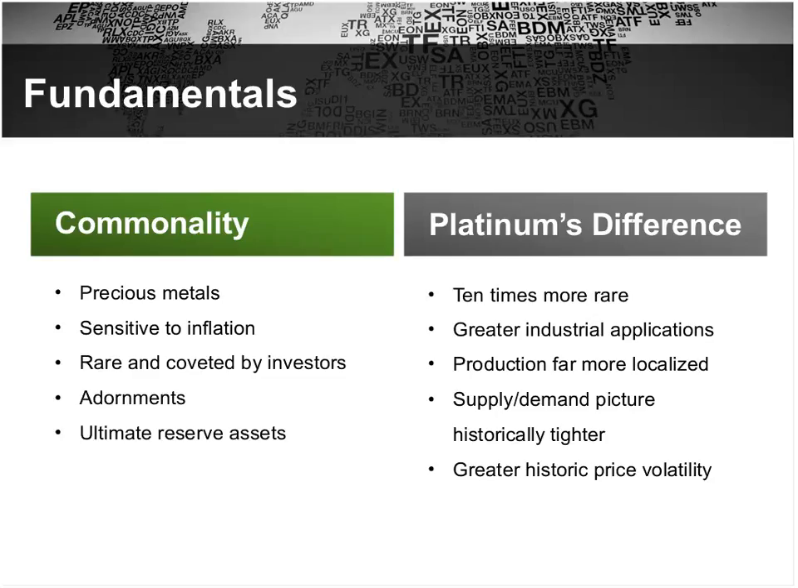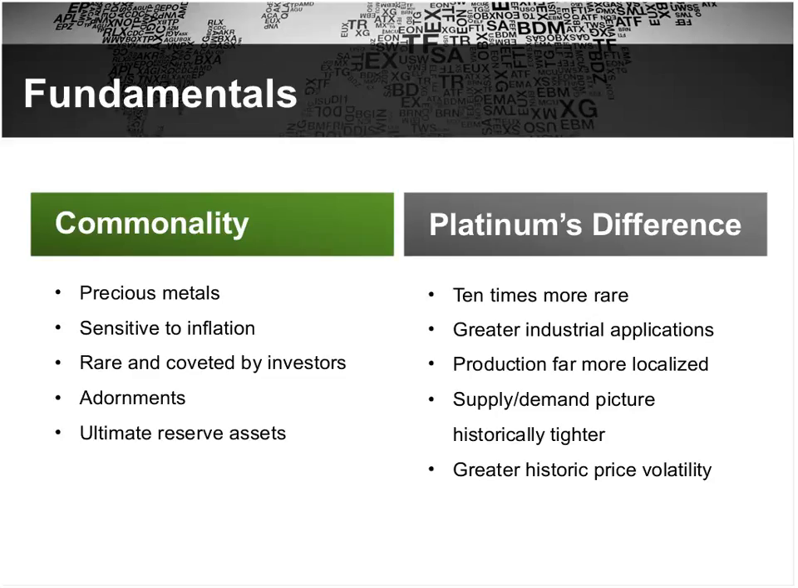As far as differences, platinum is more than 10 times more rare than gold. Platinum has greater industrial uses and less production. Platinum production is localized, South Africa and Russia, whereas gold production is more ubiquitous, more widespread.